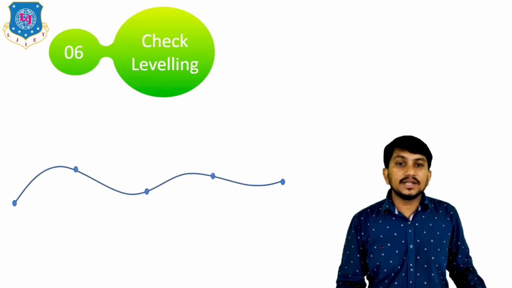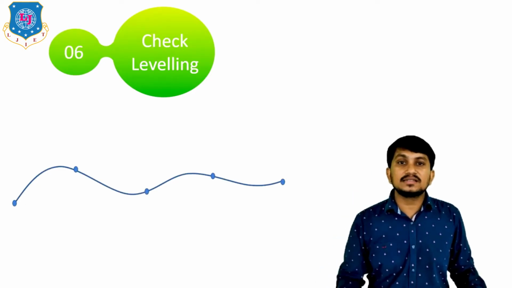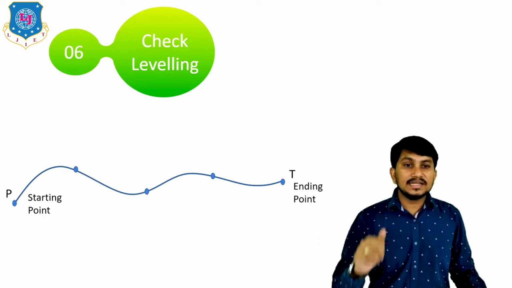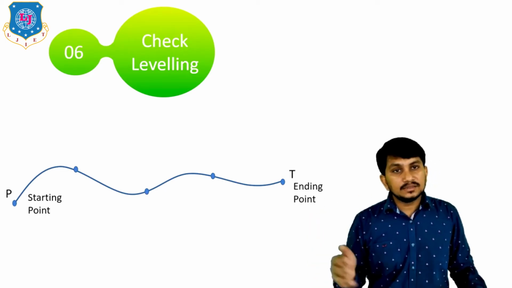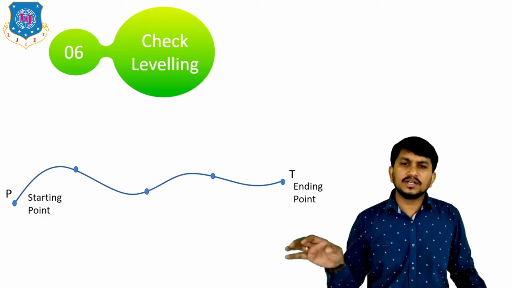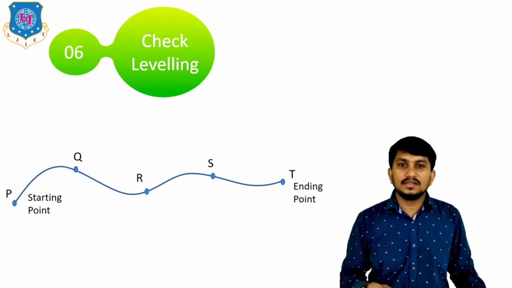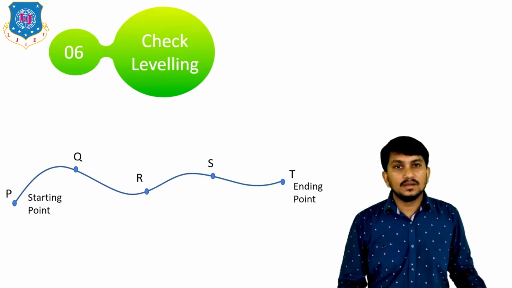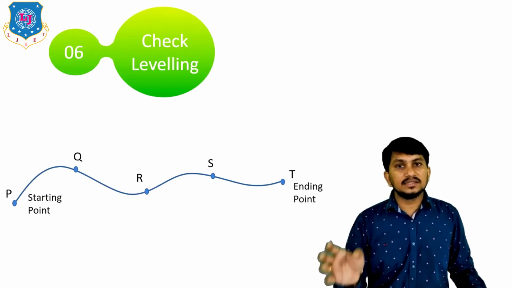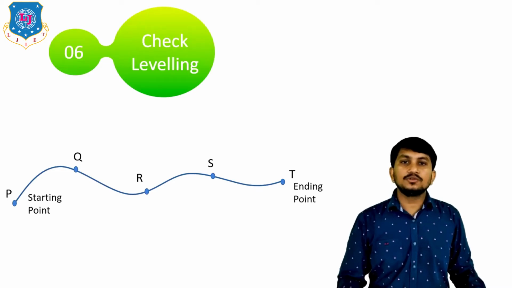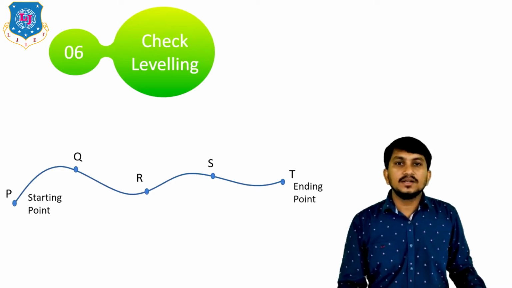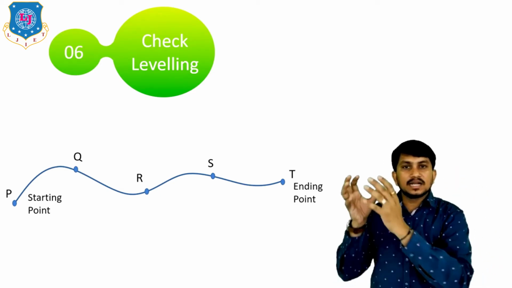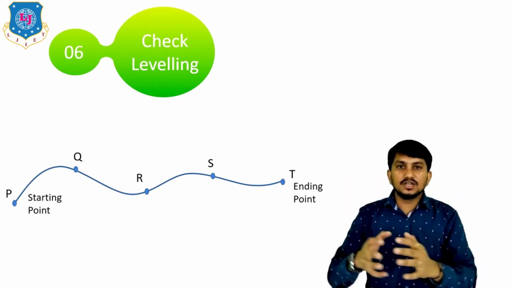Okay. So after completing the whole work, check leveling is started. Suppose there is one road, P is the starting point, T is the ending point. In day's work, we have calculated number of points and their levels like Q, R, S, etc. But after completing day's work at the evening time, we have to do the check level. For that, we have to transfer level from ending point to the starting point by means of differential leveling.